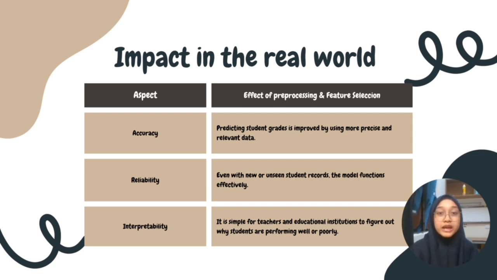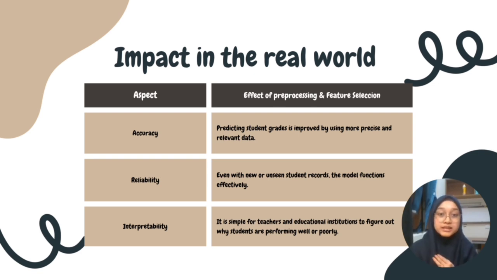So for accuracy, preprocessing ensures that the data used in training is clean, consistent, and free from irrelevant information. Feature selection focuses only on the most relevant attributes, such as assignment scores, quiz average, and attendance. As a result, the model can make more accurate predictions of student grades because it learns from meaningful and precise data.